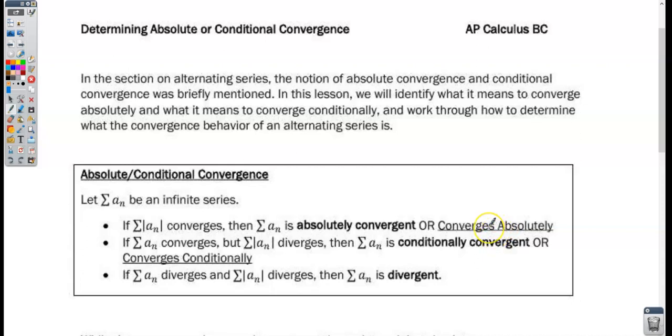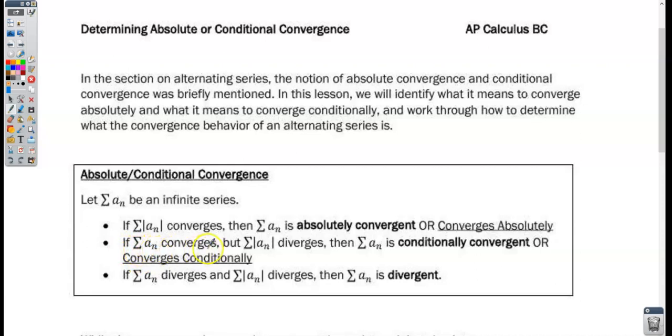Okay? This is why we don't talk about absolute and conditional convergence with non-alternating series, because when we have a non-alternating series, the series is its own absolute value. And so it's impossible for us to have a situation where the series converges but the absolute value doesn't when we've got a non-alternating series, because they're the same thing. This is why when we talk about absolute and conditional convergence, we're talking about it with regards to alternating series.